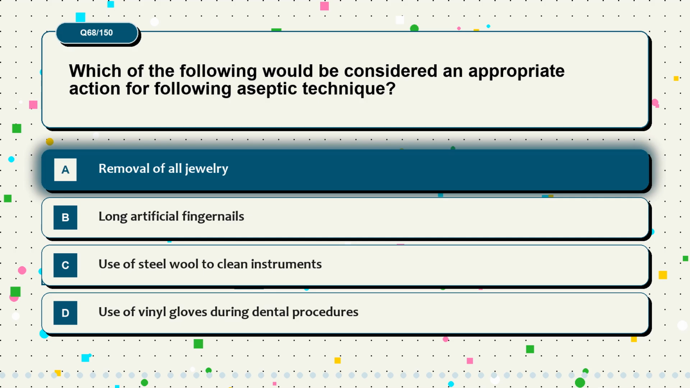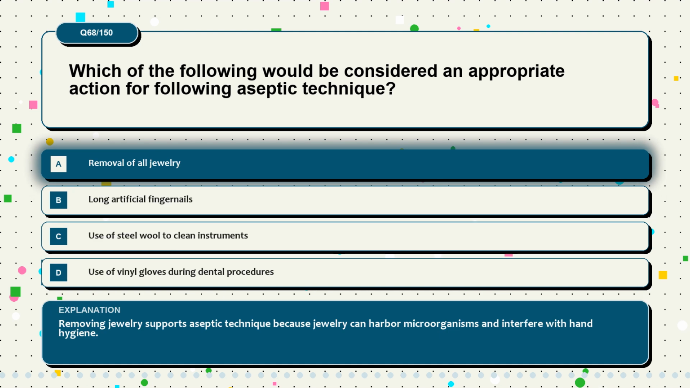The correct answer is option A. Removal of all jewelry. Removing jewelry supports aseptic technique because jewelry can harbor microorganisms and interfere with hand hygiene.